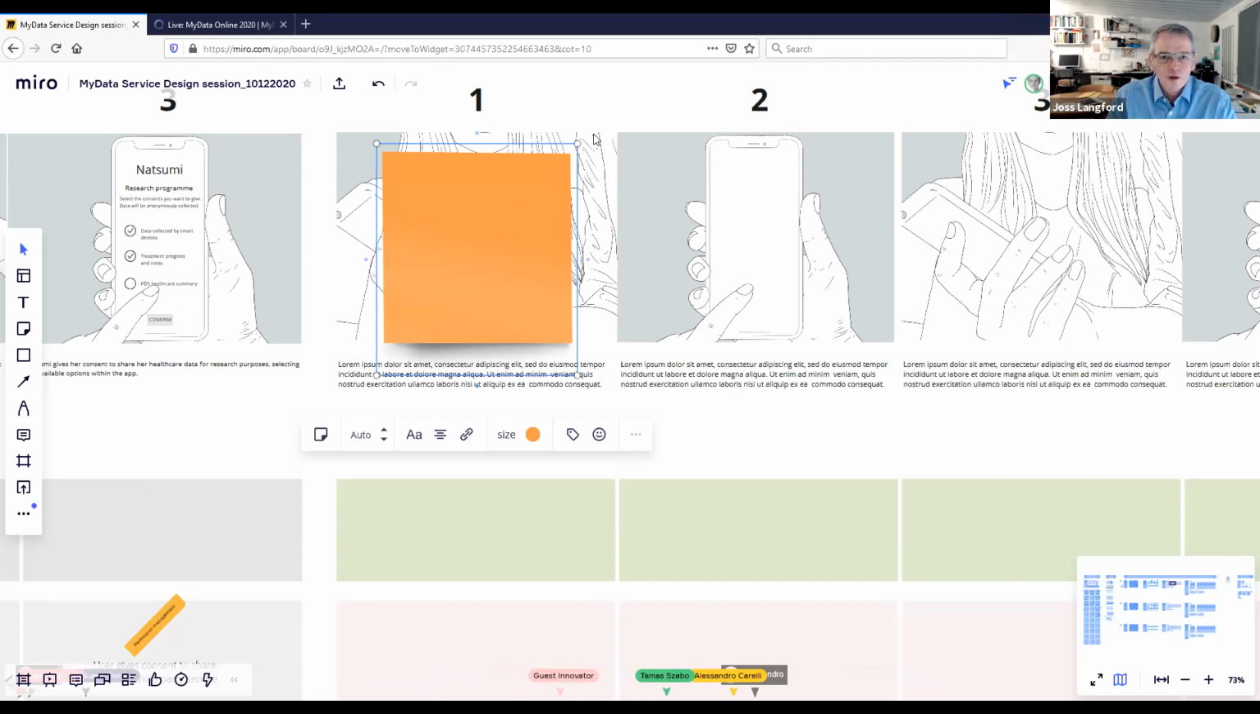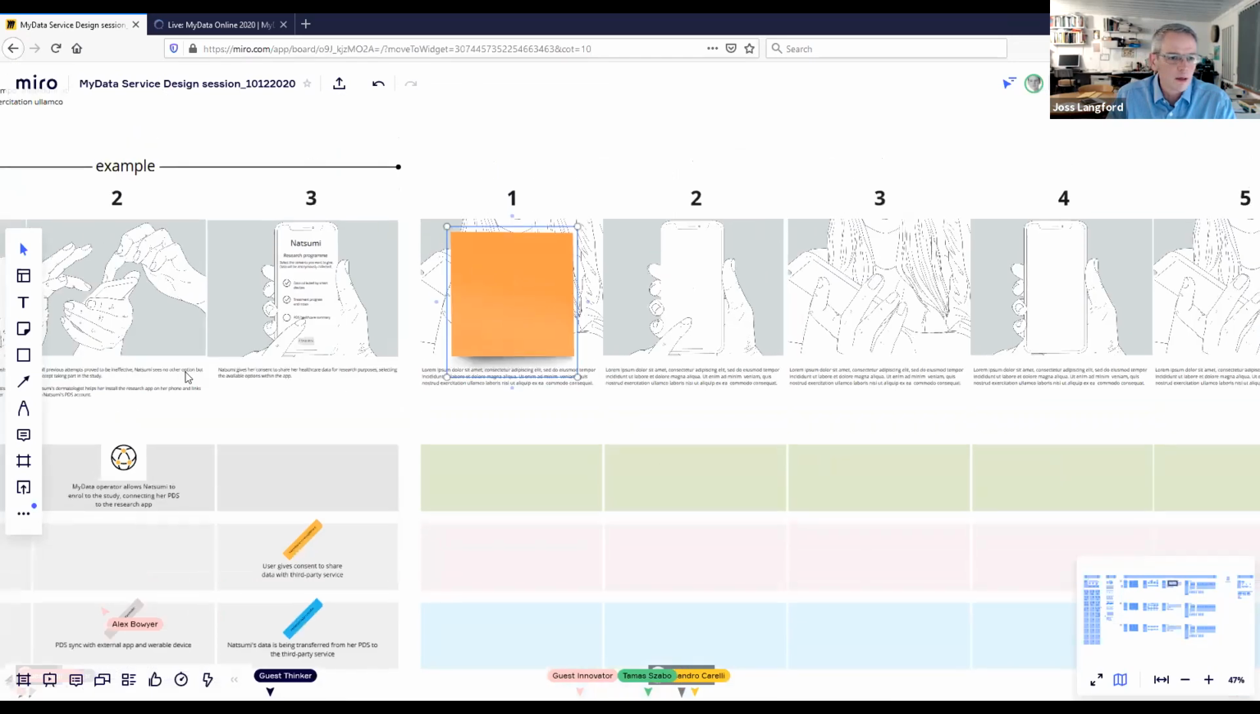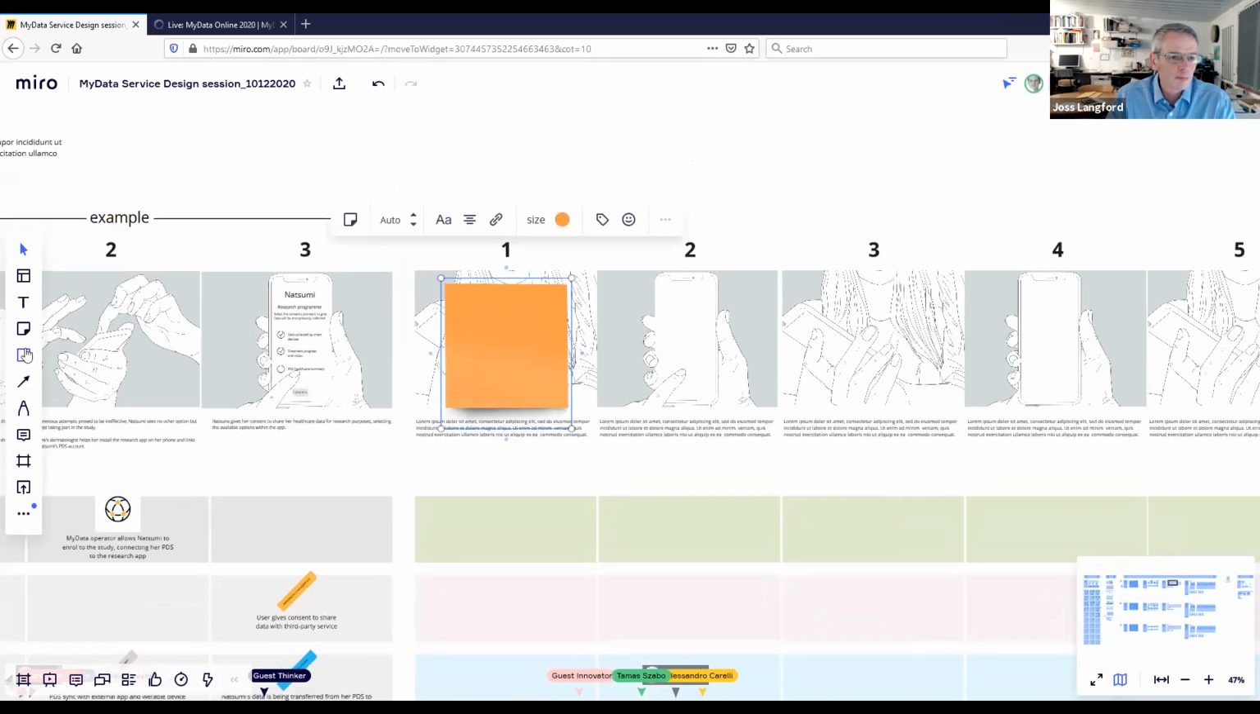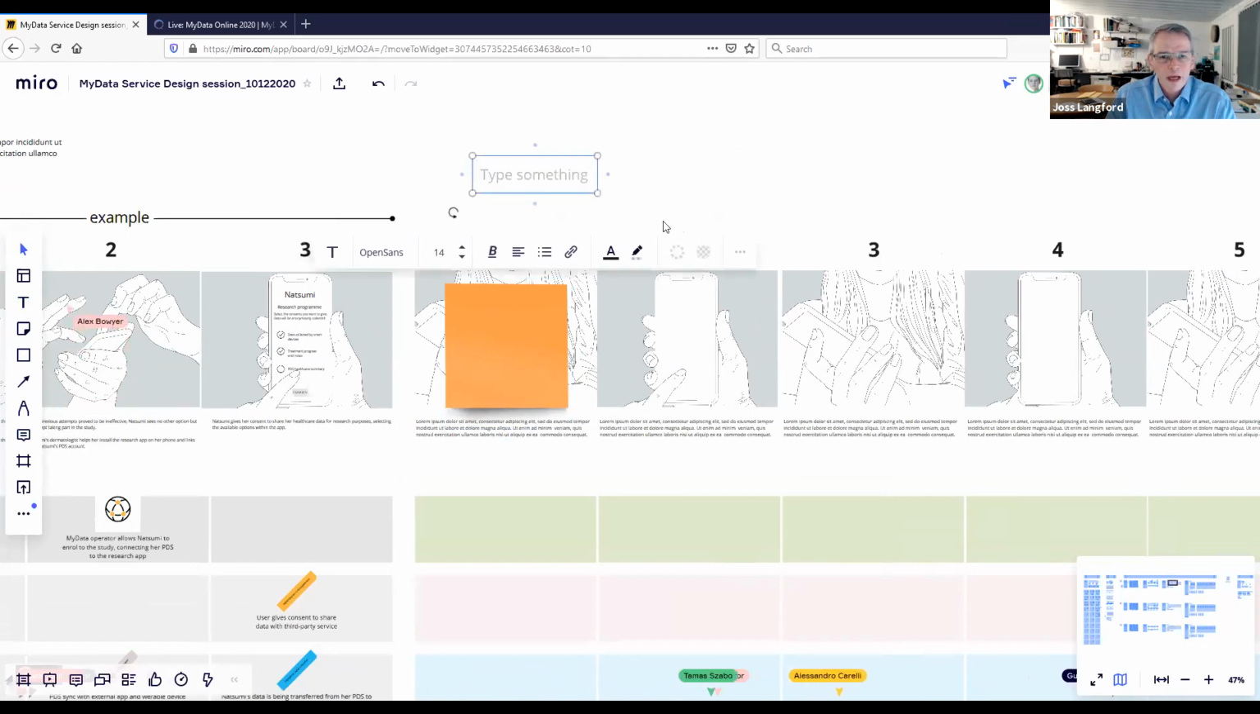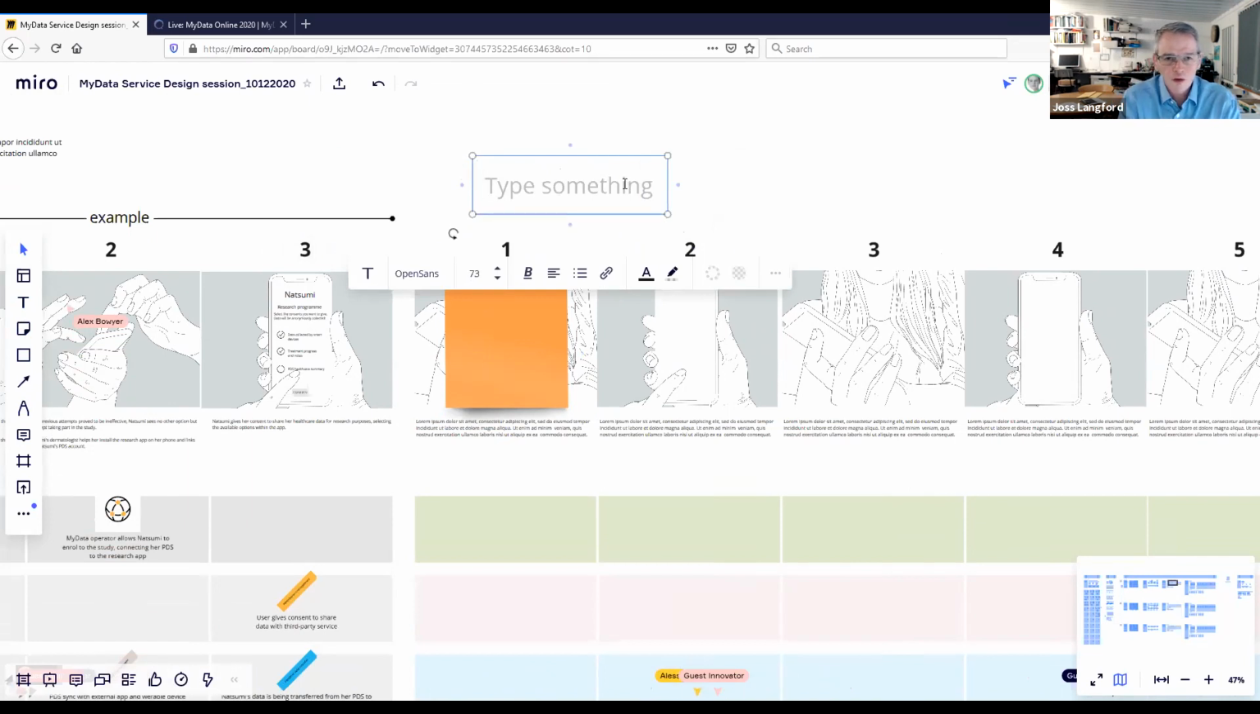Yeah. So if we're going to say that they're already set up with the service, I will make a note on the top about that. No, that's a shape. That's a text box. What's the first stage, the jumping off point?